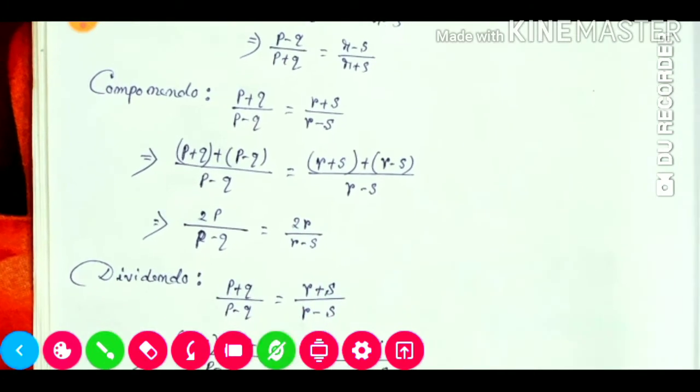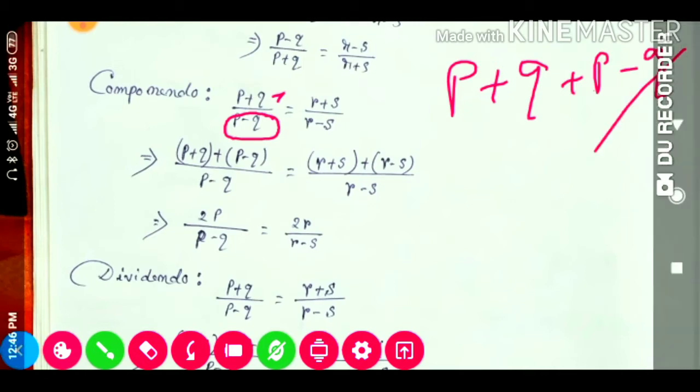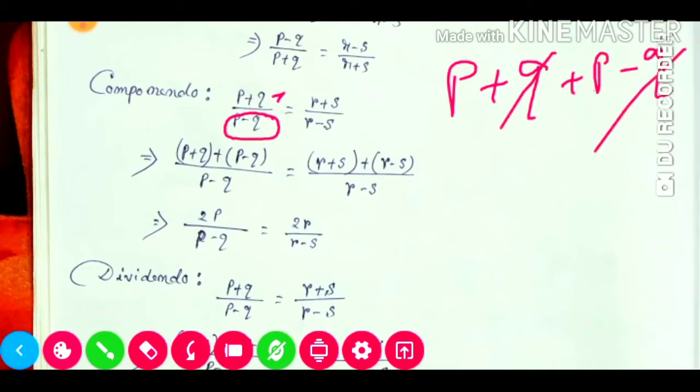Here this one is the denominator, and we need to add it to the numerator. Same for this part also. Then here we get p plus q plus p plus minus q. So q minus q cancels, and what remains is p plus p, which is 2p. Similarly this part also remains 2r. And down here the denominator is p minus q, and the same remains r minus s.